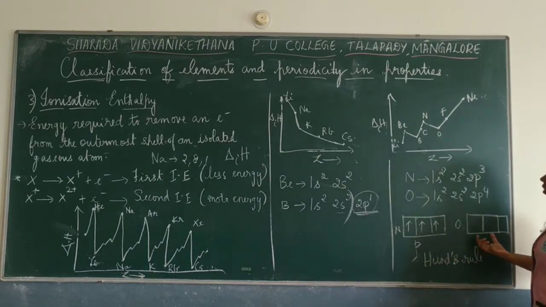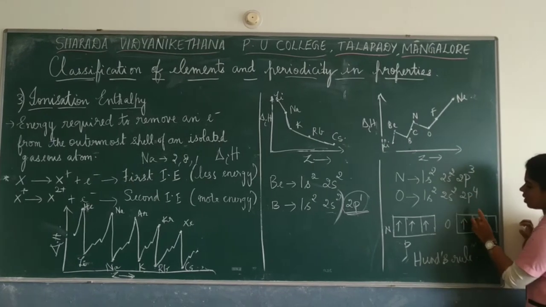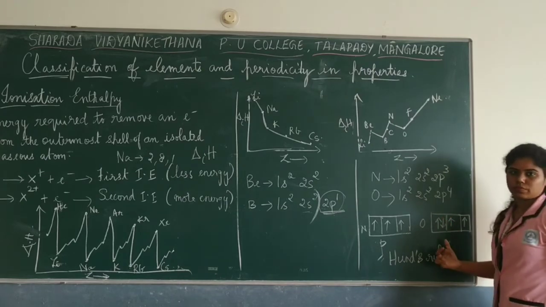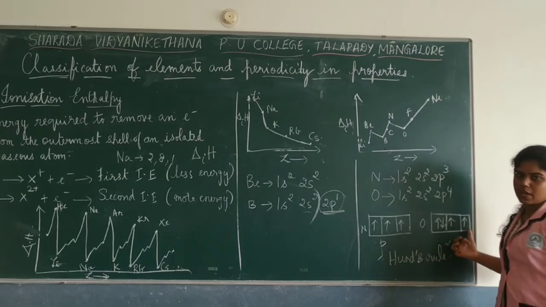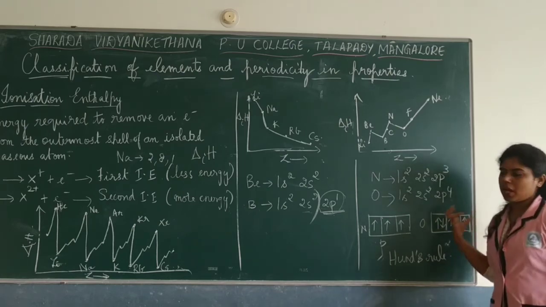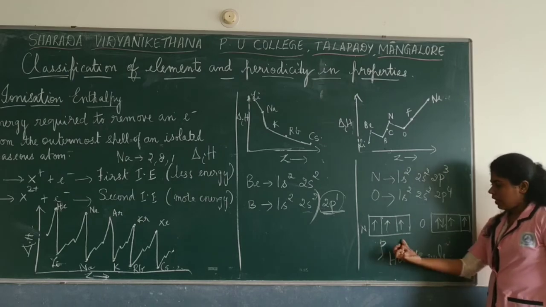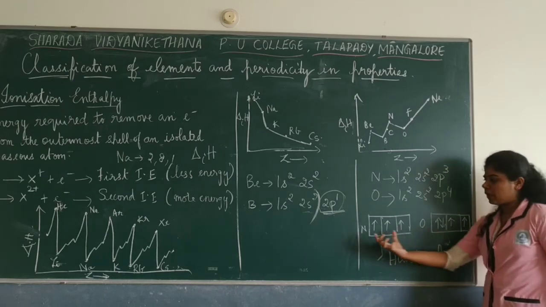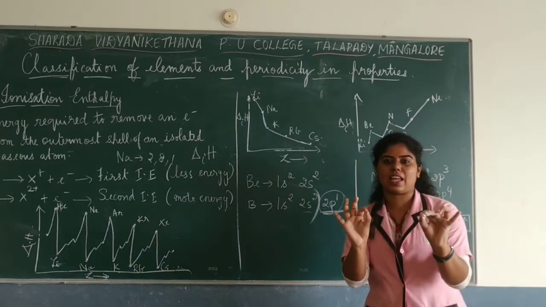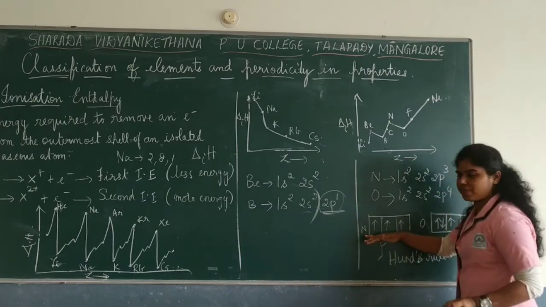Clear? Oxygen. Oxygen, if you see, how many are there? First you have to fill singly. 1, 2, 3, 4. So 4 electrons are being filled. First you have to fill it singly and then start pairing it. Now here, if you see, what's the difference? In the first orbital you have 2 electrons, but here it is all single. I mean, it is half filled, you see. Now it is not fully filled, but it is half filled.